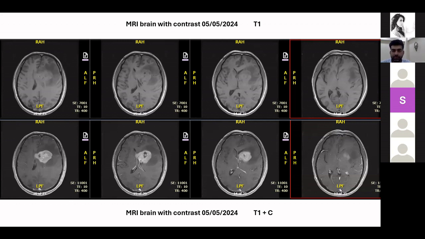So similar characteristics are appreciated in the next slide, and we can see that the enhancing component is crossing the midline through the corpus callosum. It's genu and proximal half of body of the corpus callosum probably.